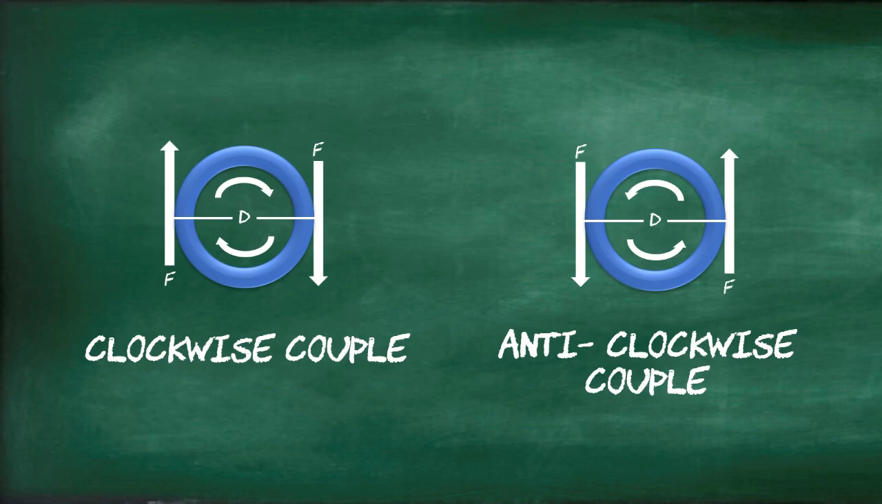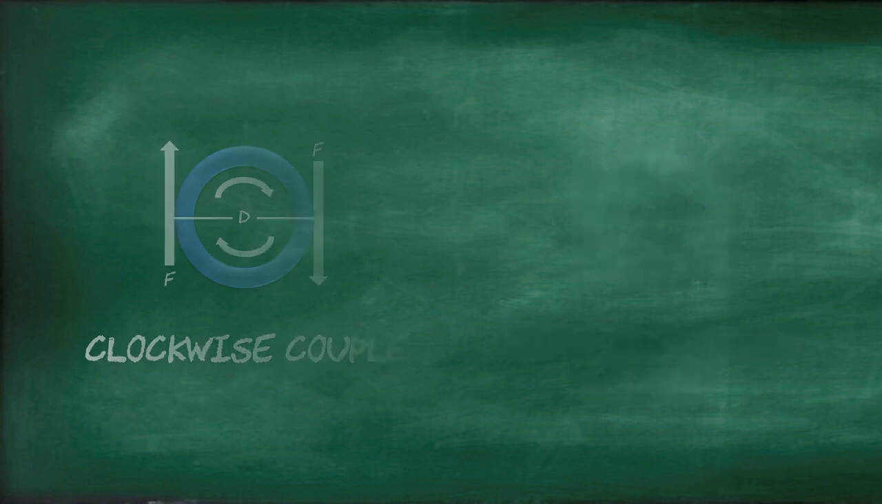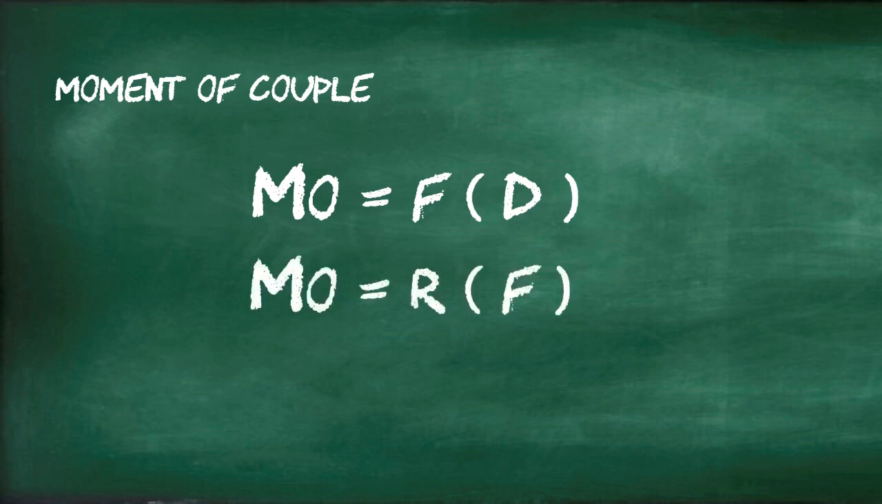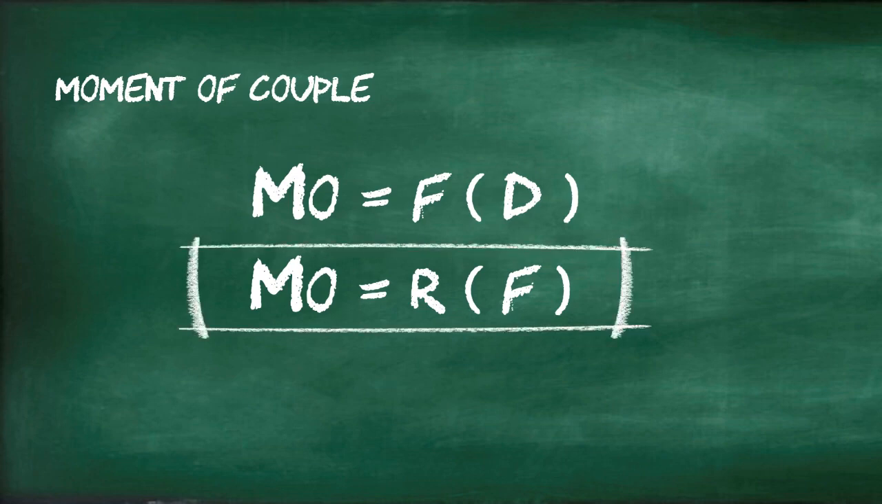And don't be confused with couple and momentum. They are not the same. The moment of couple is defined as moment equals force multiplied by the perpendicular distance. This one is in scalar analysis. Well, if we use vector analysis, we'll have moment equals r multiplied by the force applied. Here, r is any position vector from the line of action of F.